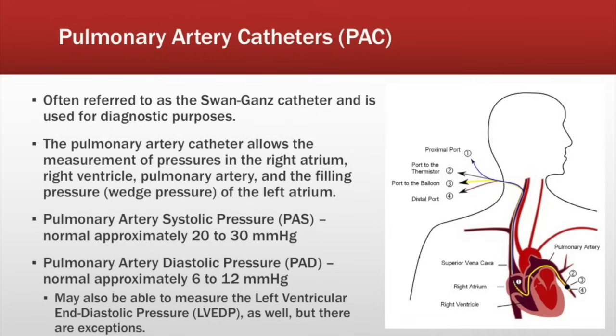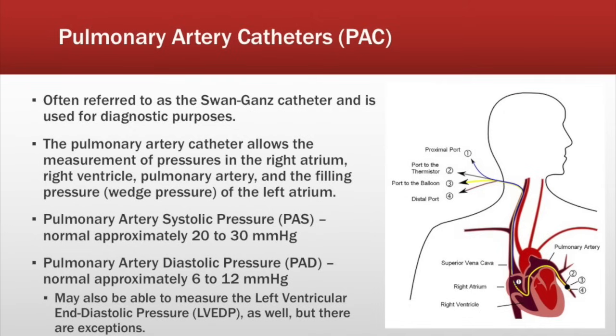So pulmonary artery catheters, the PACs, are often referred to as Swan-Ganz catheters, and this is just because the two people that invented this catheter, those are their last names, and it's used for diagnostic purposes. The pulmonary artery catheter does a lot of measurements: right atrium, right ventricle, pulmonary artery, the filling pressure, which is the wedge pressure, the left atrium pressures, and also the pulmonary artery.